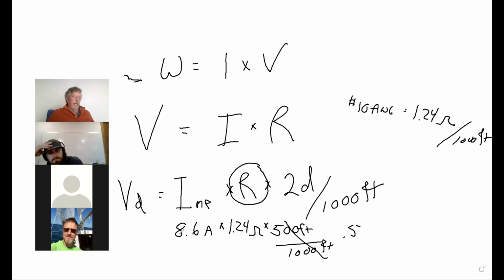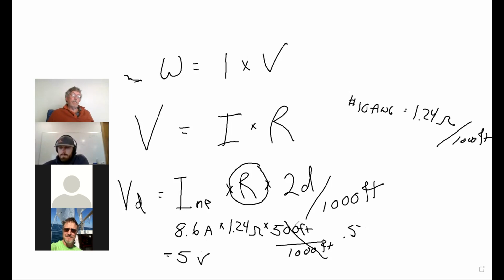And I don't have my calculator here, but I'll just say that's going to be about 10 times 0.5, or about 5 volts, more or less, somewhere in there. So right around 5 volts, more or less. You guys could figure it out. So basically, over the course of that run, from beginning to end, I'm going to lose 5 volts.